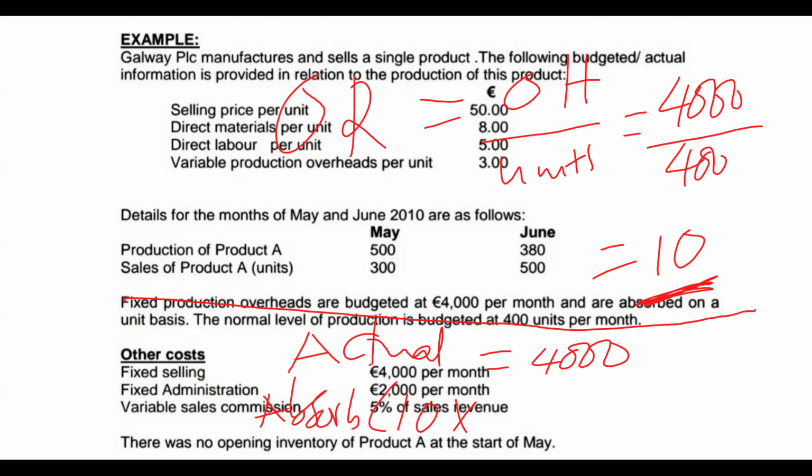Are you able to see the units that were produced in June? 380. Thank you. So 380. So when you multiply, what do you find? I think this will be 3,800, right?